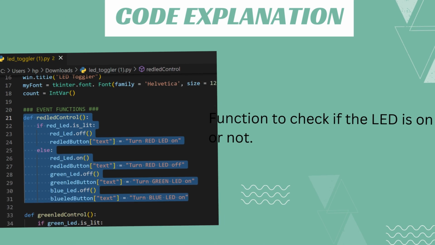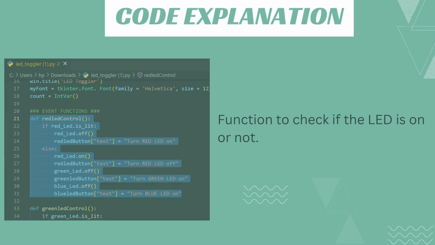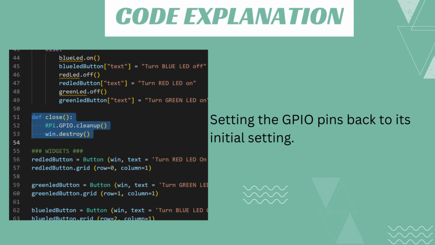Next, we have event functions. I have 3 separate functions to toggle the 3 LEDs. This function checks if the red LED is on and it turns it off if it is on, else turns it on and the other 2 LEDs off. Same is the case for other functions for green and blue as well. We have a close function which will destroy the window and clean up the GPIO.